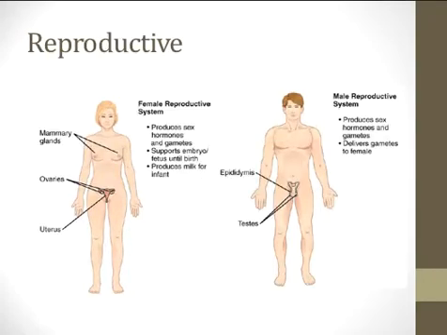Last is the reproductive system. This is the only system that is unique between males and females. Females includes the mammary glands, ovaries, and uterus, and males this includes the testes, epididymis, and penis. This system is responsible for gamete production and sex hormones. In the female, it is also responsible for incubating the fetus until birth and producing milk for young infants.